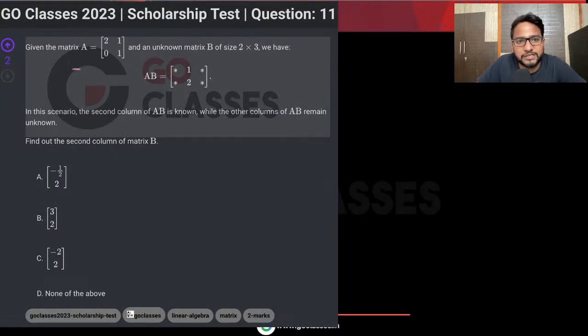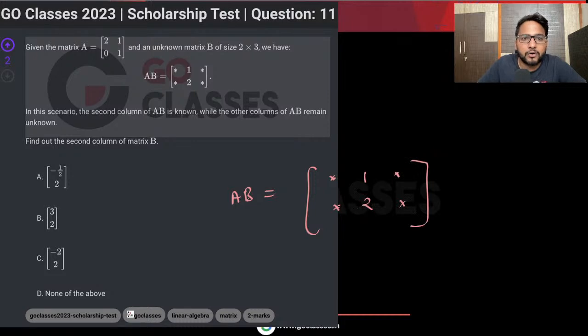They are saying that given this matrix, there are some unknown columns which are given to you. This AB is having some unknown columns, but one thing is for sure that the second column is 1, 2, right? Now in this scenario, the second column of B is known while the other columns are unknown. Find out the second column of matrix B. So what is this A here? A is also given to you. It is 2, 0, 1, 1.